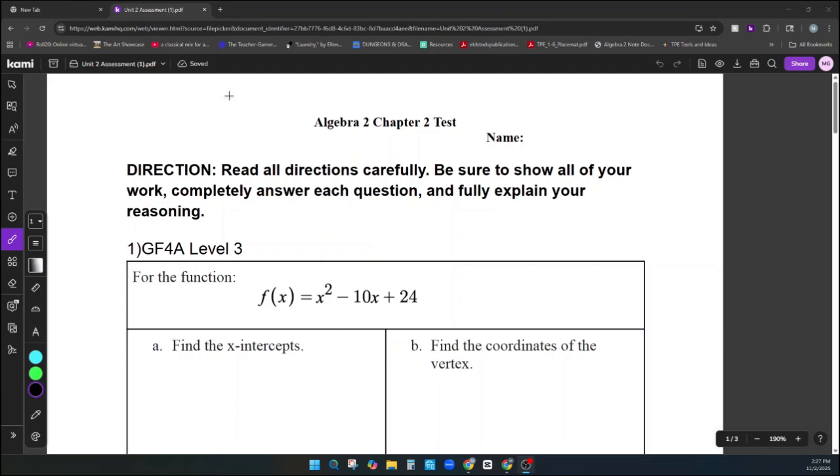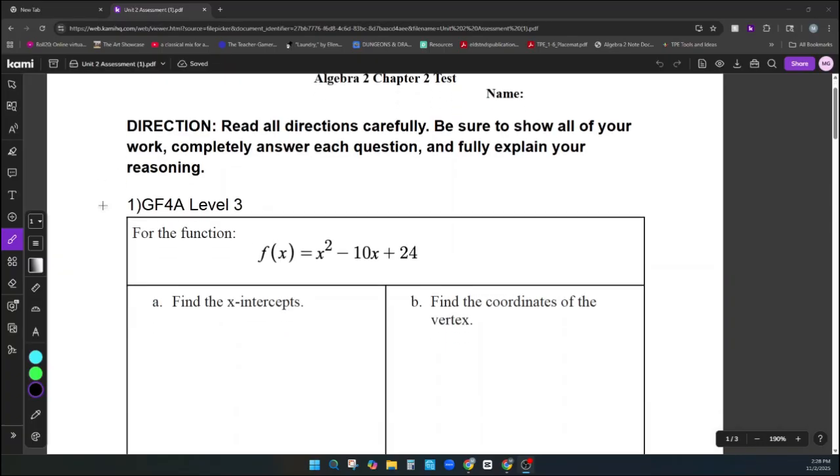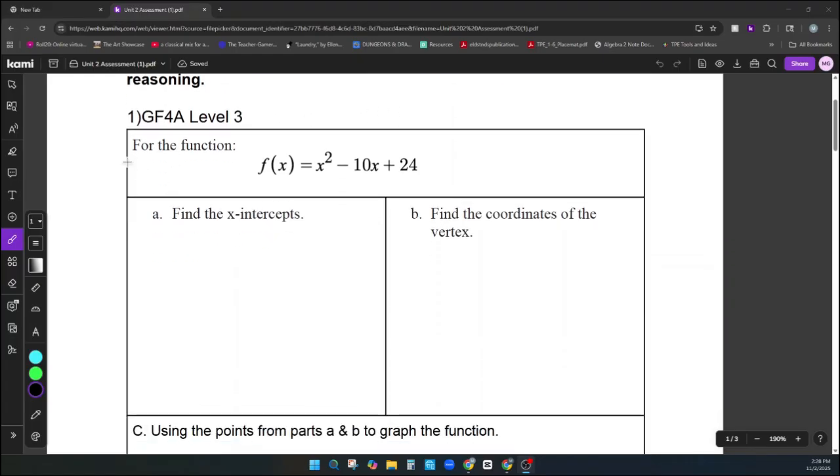Hello, everyone. This video will be going over our Algebra 2, Chapter 2 unit test. So going through each problem, we're going to go ahead and start with number 1. Number 1 is asking us for the function f of x equals x squared minus 10x plus 24 to a, find the x-intercept. So that's where we're going to start.